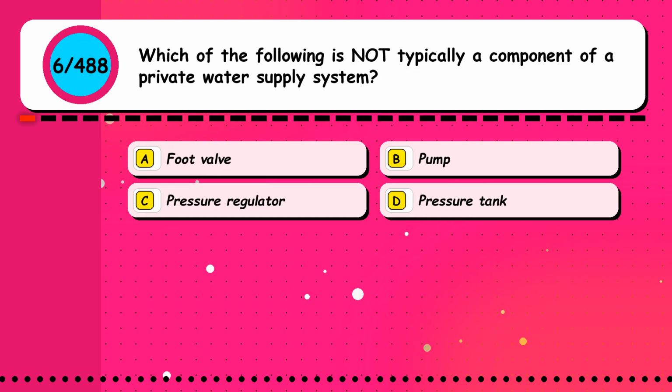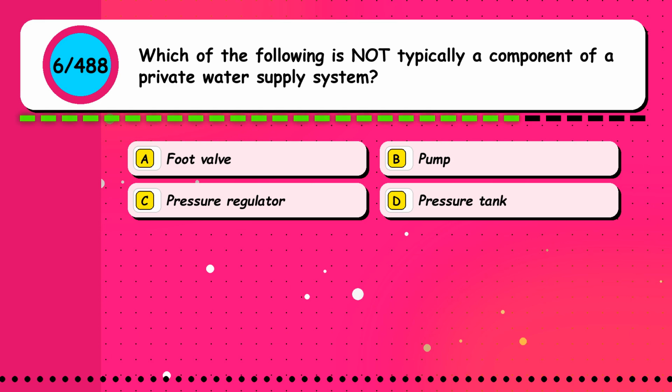Question 6. Which of the following is not typically a component of a private water supply system? Option A. Foot valve. Option B. Pump. Option C. Pressure regulator. Option D. Pressure tank.